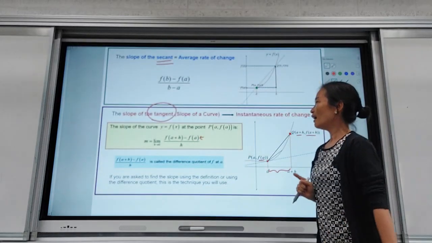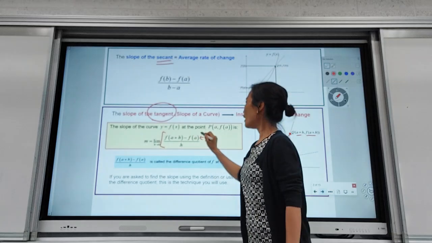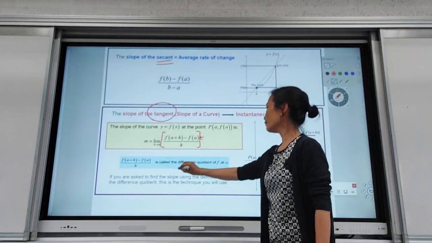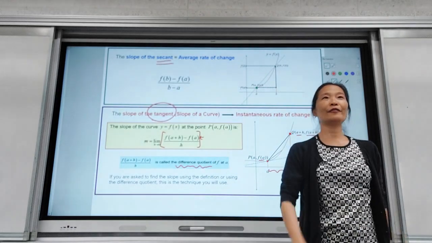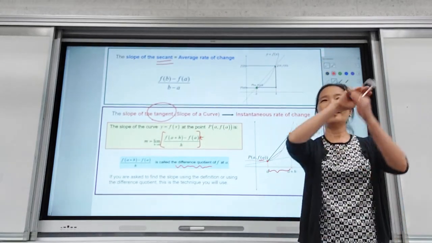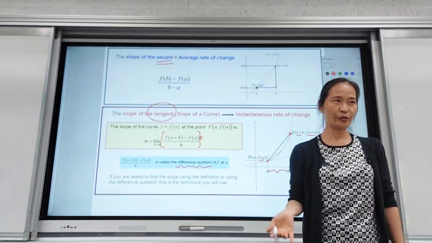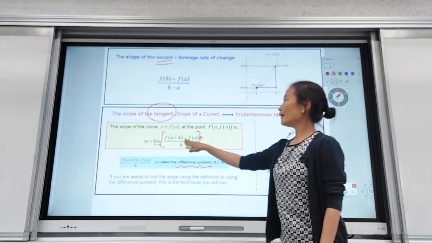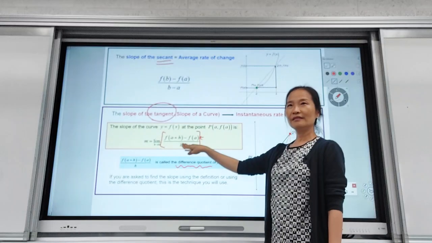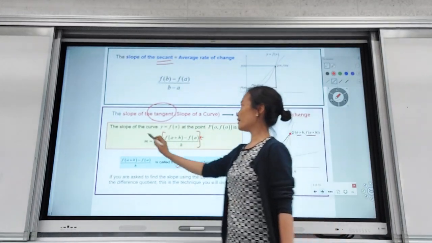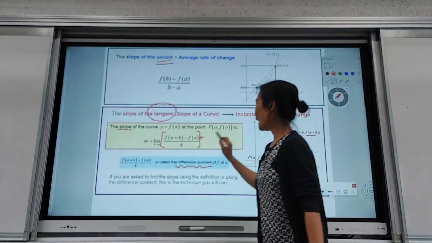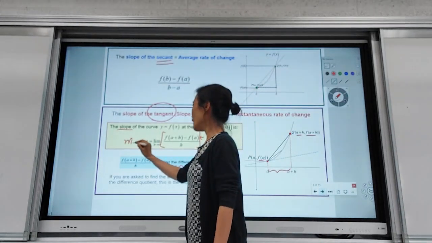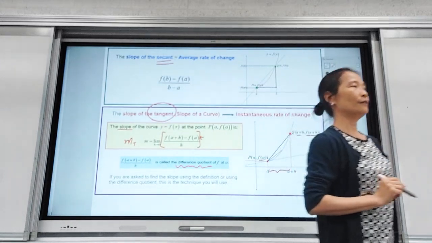Okay? And this part is called the difference quotient, right? Difference of y over difference of x, and then you divide, therefore quotient. When you find the limit, you found the slope of the tangent line. This is the slope of the tangent line that you're looking for at that point.